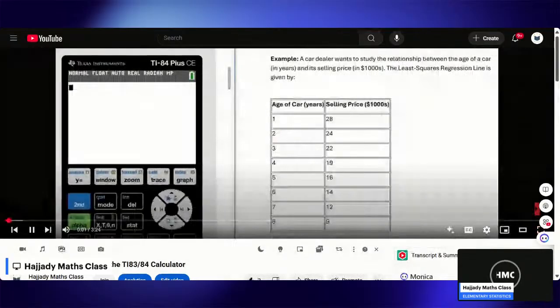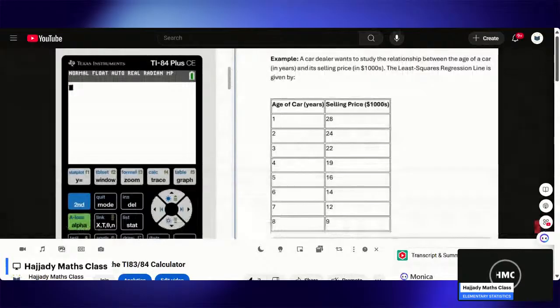In this video, I would like to explain how to use the TI-84 calculator to get the least squares regression line. This example focuses on the relationship between the age of the car and the selling price. So in this example, our age of the car is going to be our input and the selling price is going to be the output.